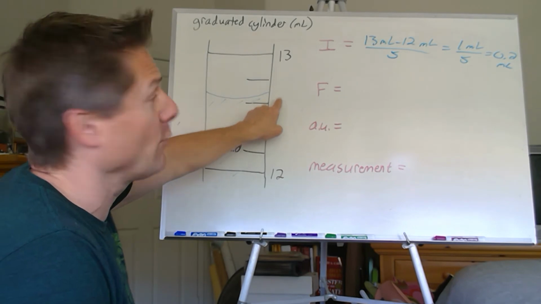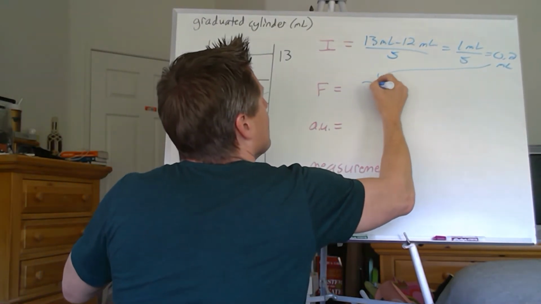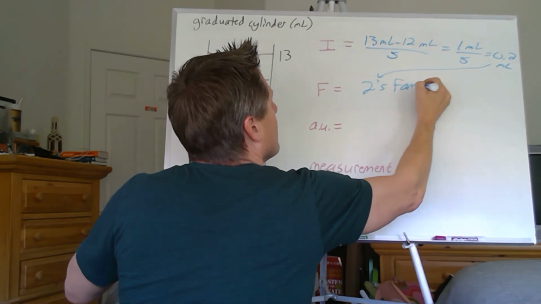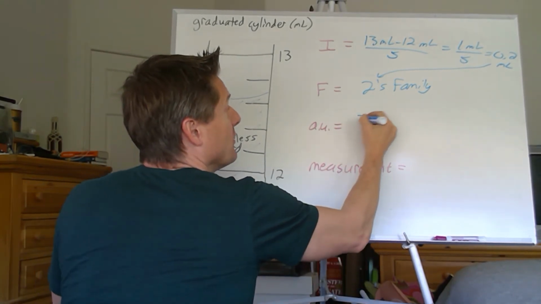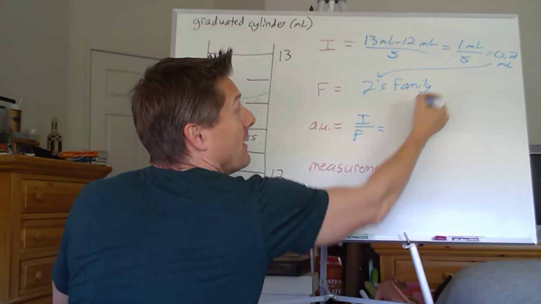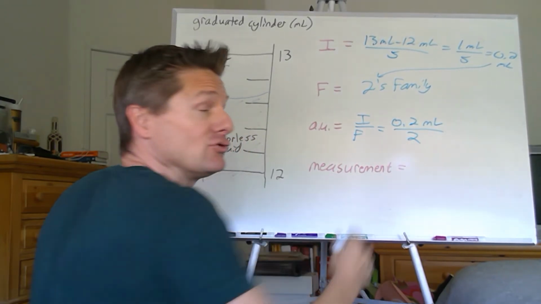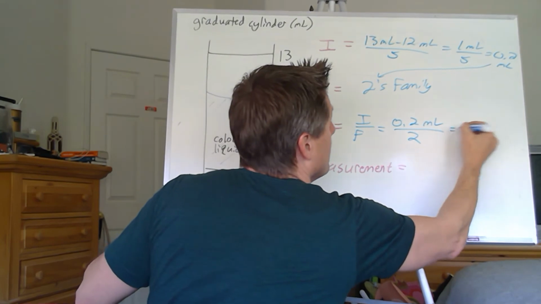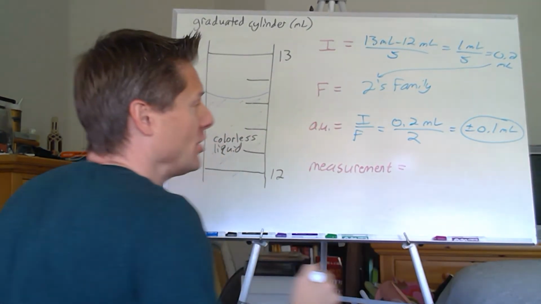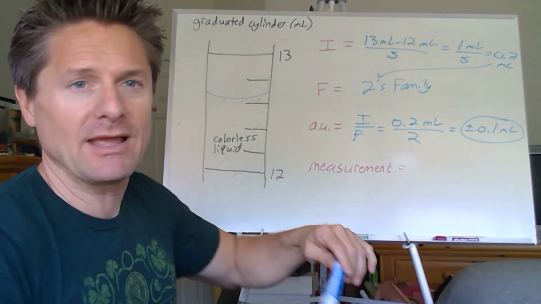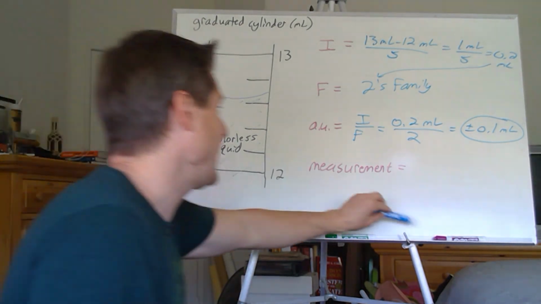12.2, 12.4, 12.6, 12.8, 13. Makes sense? There's a 2 in it, so that's the 2's family. Pretty easy, right? Absolute uncertainty is increment divided by family. Our increment is 0.2 milliliters. Family is 2, so 0.2 milliliters divided by 2 is 0.1 milliliters. So we're good to the tenths place. So it'd be like we could get a 12.5, a 13.0, something like that.